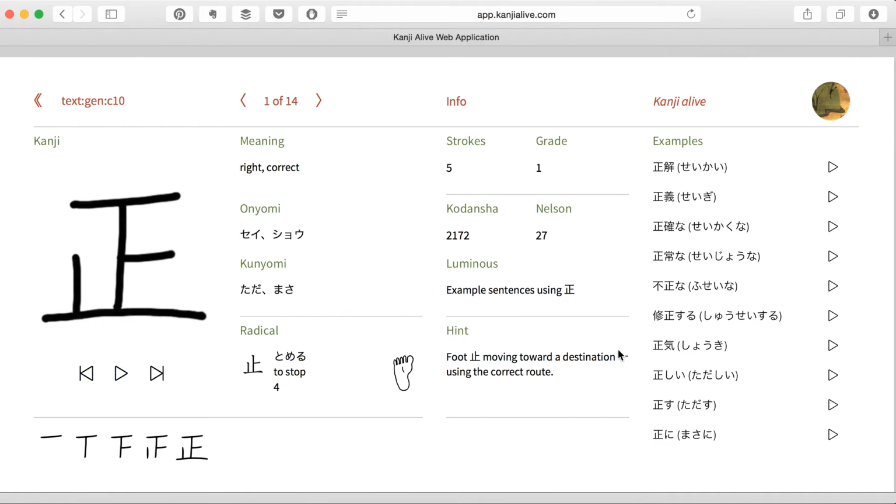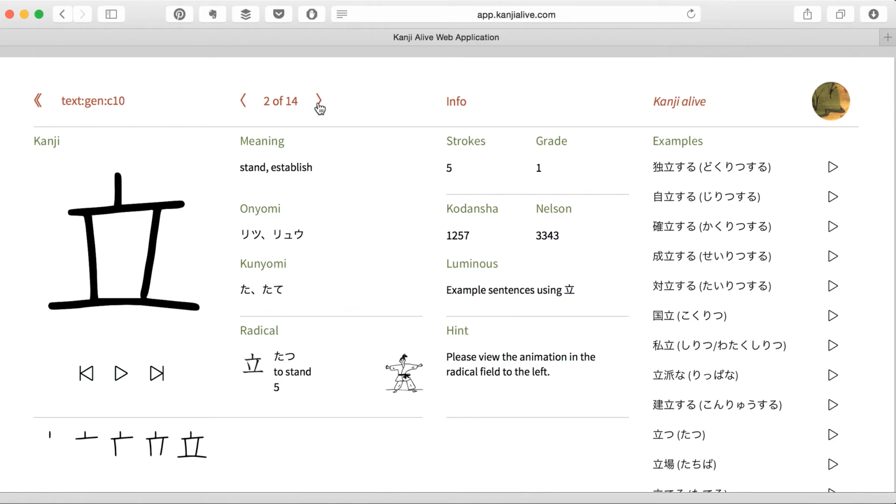For examples here, we have seikai, correct answer; seigi, justice; seikaku, accurate; seijo, operating normally, etc. Tadashi is an i adjective that means correct, and masani, surely.